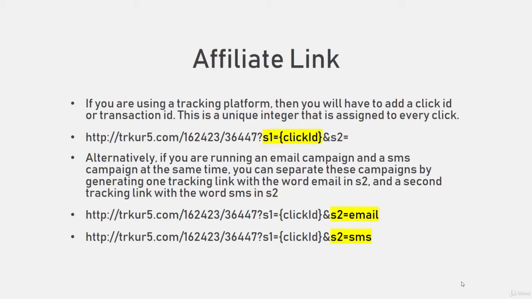Let me show you another way that you can use placeholders. If you are running an email campaign and an SMS campaign at the same time, you can separate these campaigns by generating one tracking link with the word email in S2 and a second tracking link with the word SMS in S2. Then when you run your campaign, you will see how many clicks came from your email campaign and how many clicks came from your SMS campaign.